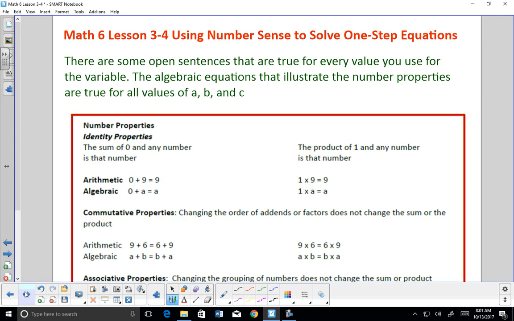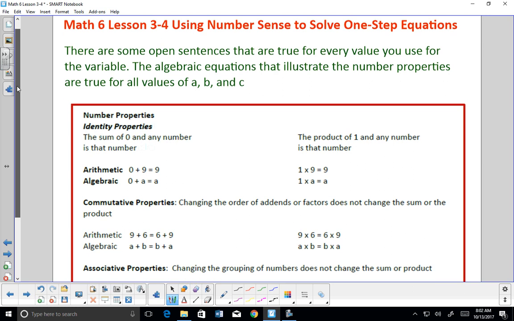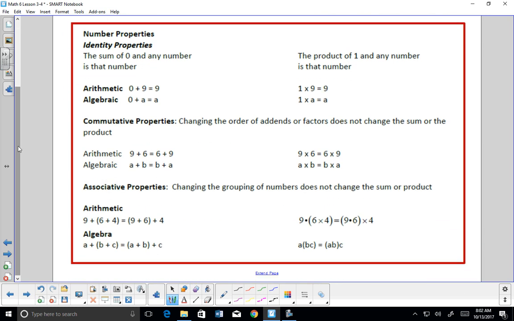There are some open sentences that are true for every value you use for the variable. The algebraic equations that illustrate the number properties are true for all values of a, b, and c. We're going to take a look at a few properties that you should have already been introduced to but may not remember. One of these is called the identity properties. There's an identity property that says the sum of 0 and any number is that number, or the product of 1 and any number is that number.